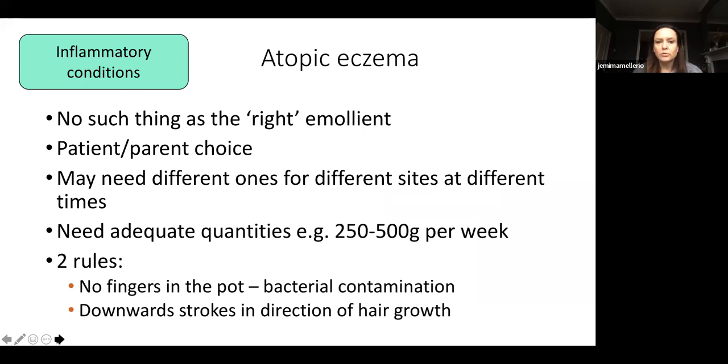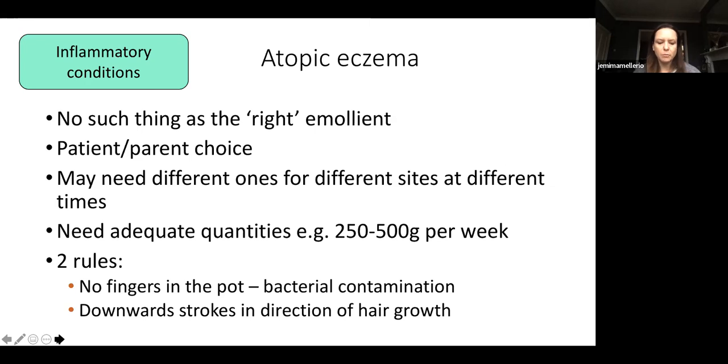The other thing that's important to recognise is that you do need adequate quantities. So often a child with extensive eczema will need 250 to 500 grams of emollient per week. And 500 grams is quite a big pot that they will get through if they're using it properly. And they can use it as many times during the day as they like. There's no overdosing on your emollients. If the skin is dry, you can put some more on.